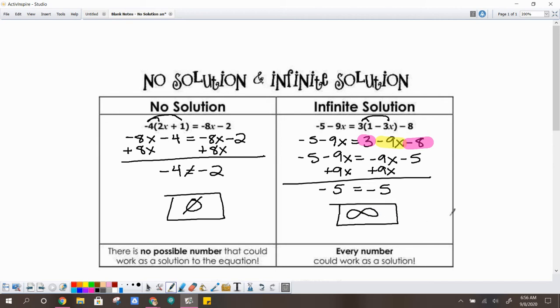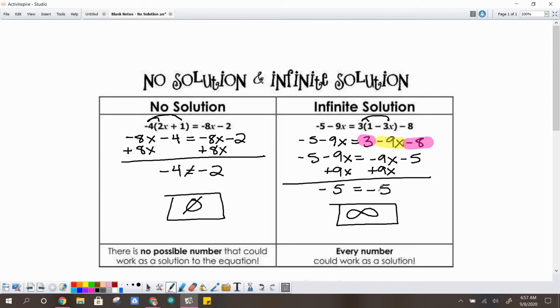Okay, and since this is true, -5 is in fact -5, we would write this as infinite solutions. If you cannot draw the infinity sign, you can just write infinite solutions. But every single number here could work as a solution to this problem. And you may notice that in this step here, that these would be the same. We have a -5, a -5, a -9x, -9x.